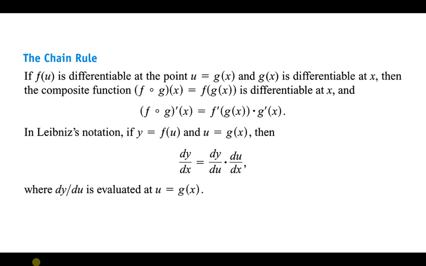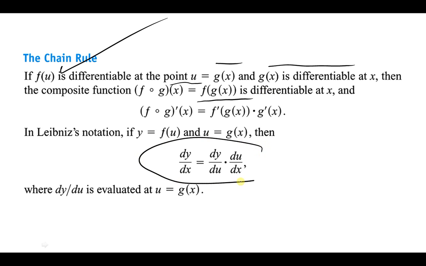On the next page, the chain rule is stated sort of formally. It just says this: if f of u is differentiable at the point u, and u is equal to g of x, and g of x itself is differentiable at x, then the composite function f of g of x is also differentiable at x. And the bottom line is, to calculate dy dx, you first calculate dy du and multiply by du dx.